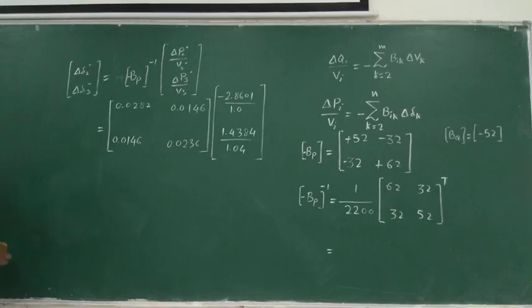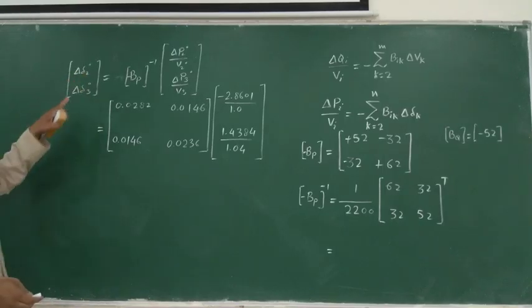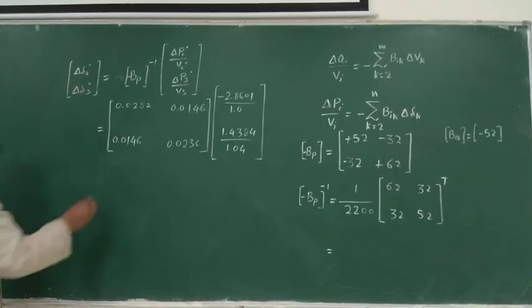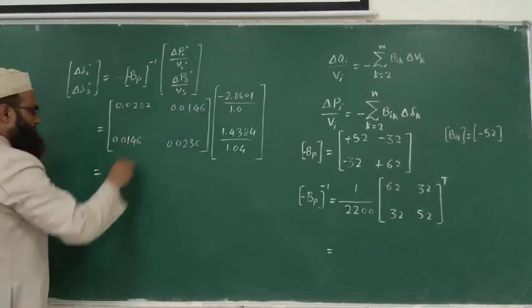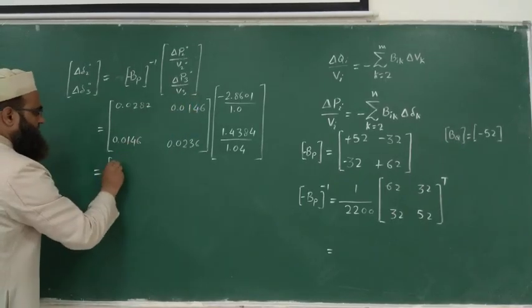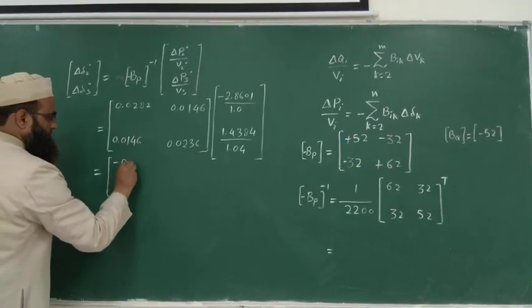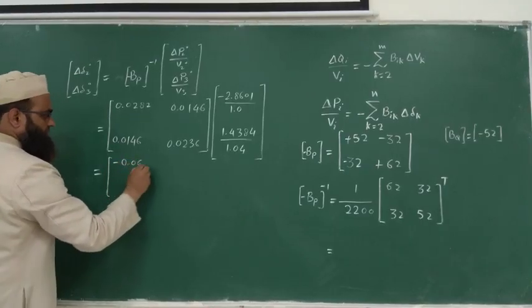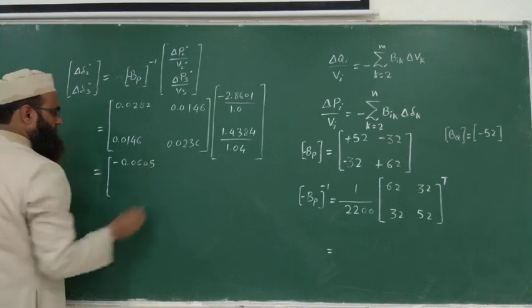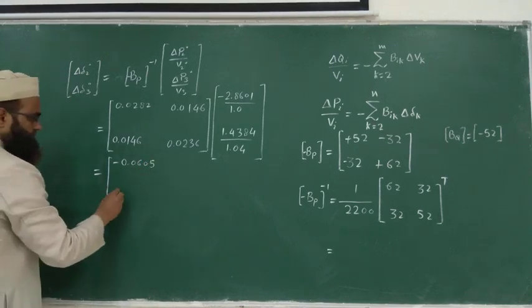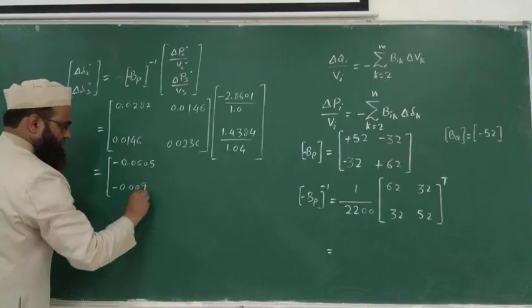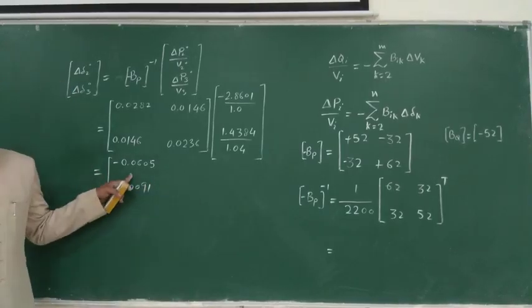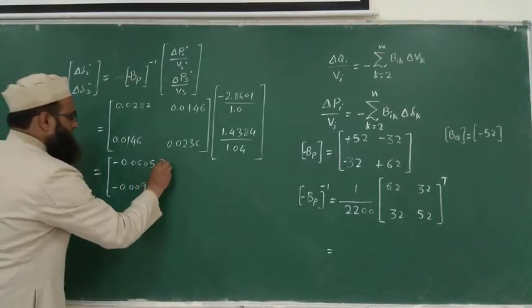So now you will get the values of del delta 20 and del delta 30 as, tell me, this into this, yeah, minus 0.0605 and 0.0091. These values will be in radian, right? Okay, whatever you are getting.